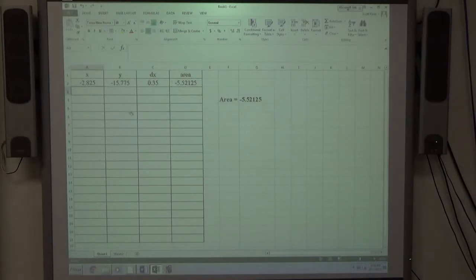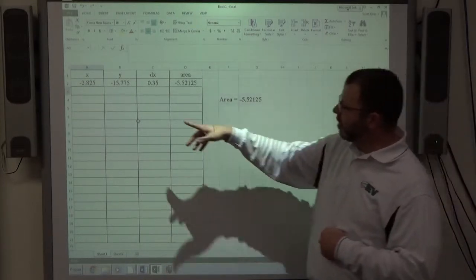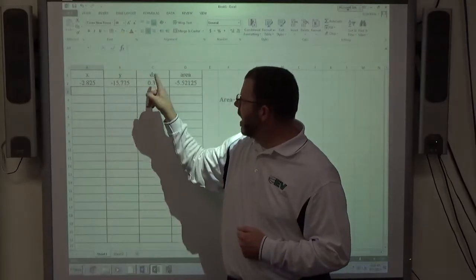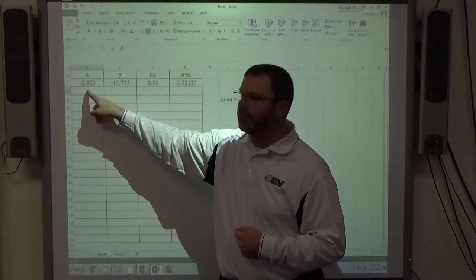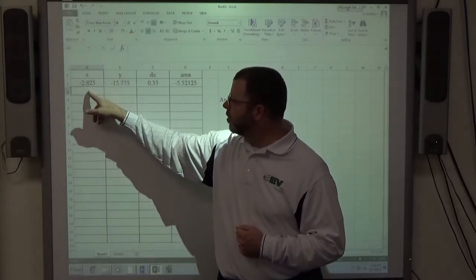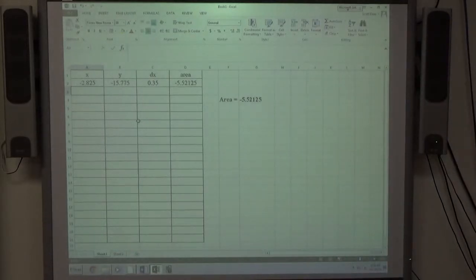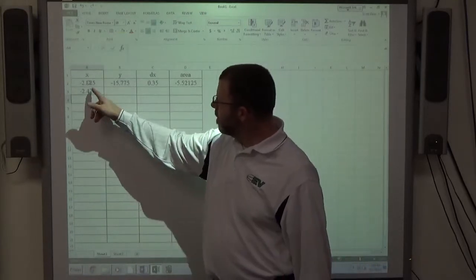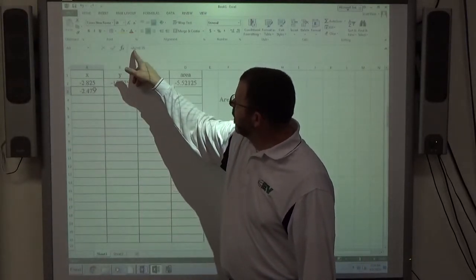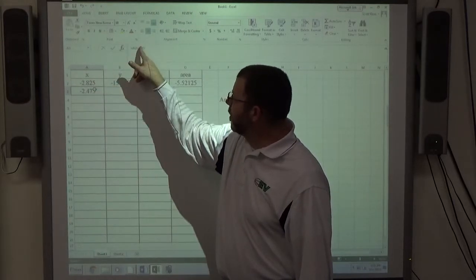Then the only other real math I have to do here is to make sure this x gets filled all the way down. I want to keep adding 0.35 to the previous number. So the formula I type in is equals, and I click on the previous number, and then I add 0.35. Always hit the equal sign before you put a formula in. That gets me my next x. This formula says, go to the cell above and add 0.35.